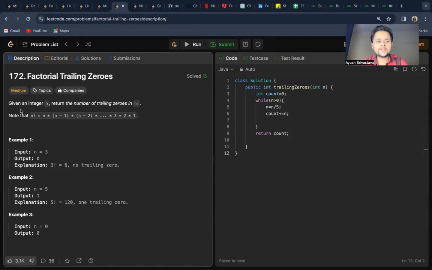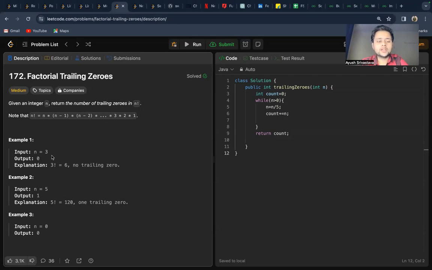It says that given an integer n, return the number of trailing zeros in n factorial. So we all know what factorial is. 3 factorial is 3 into 2 into 1. 5 factorial is equal to 5 into 4 into 3 into 2 into 1. So that is my factorial. When I am given a number, I have to find how many zeros the factorial of that number will contain.